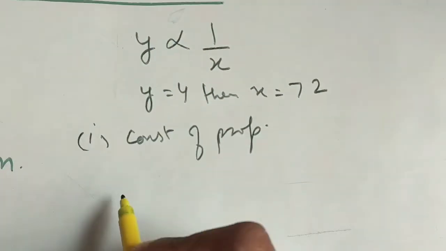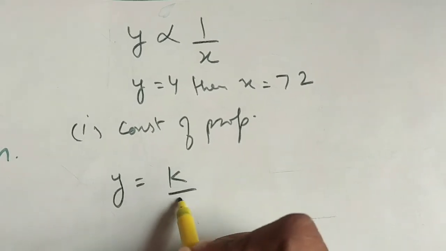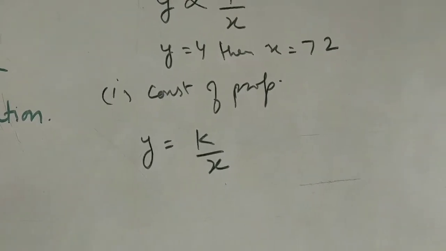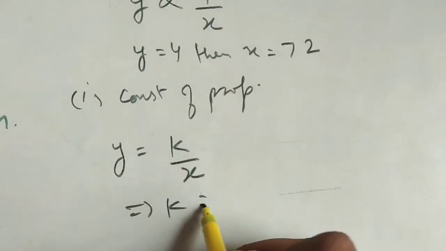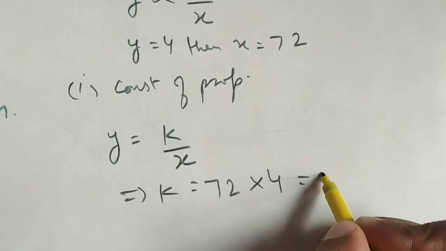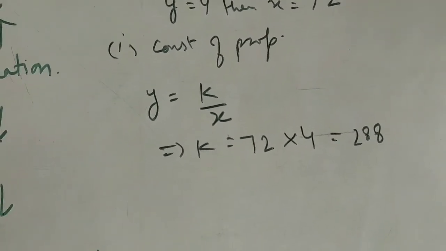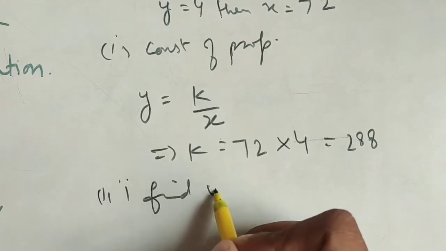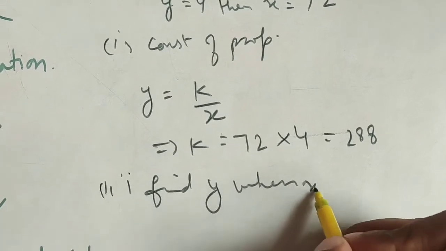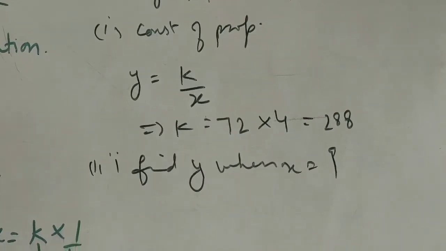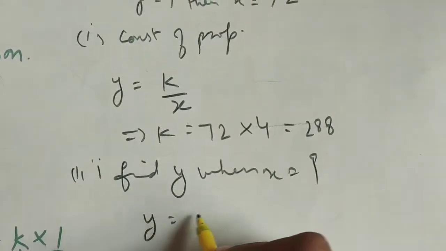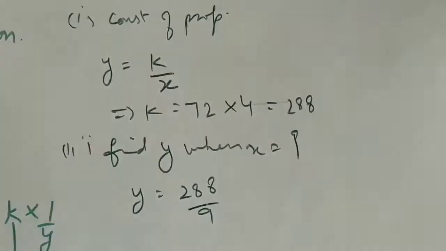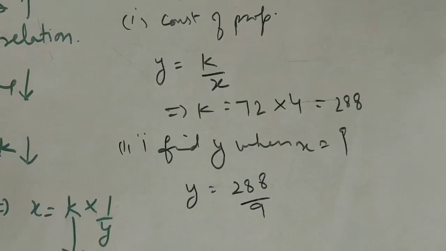What we know is that this can be written as y is equal to k by x. Now substituting the values, we get k is equal to 72 into 4, that will be 288. The second part is to find y when x is equal to 9. So y will be 288 divided by 9. We have substituted the values of k and x. So this is the first example.